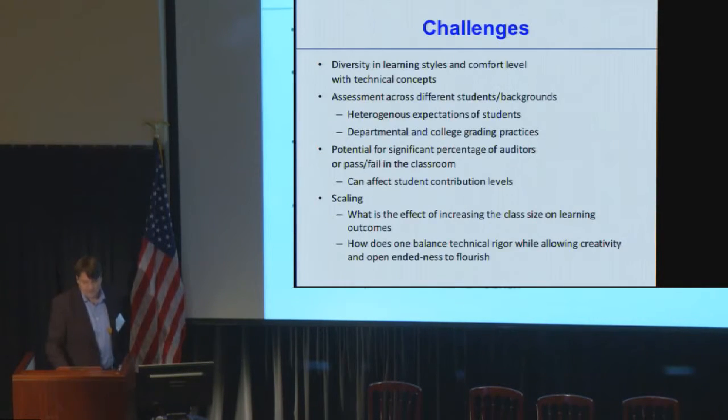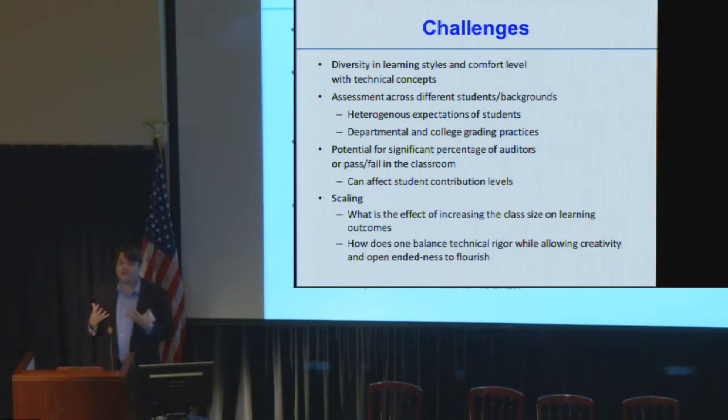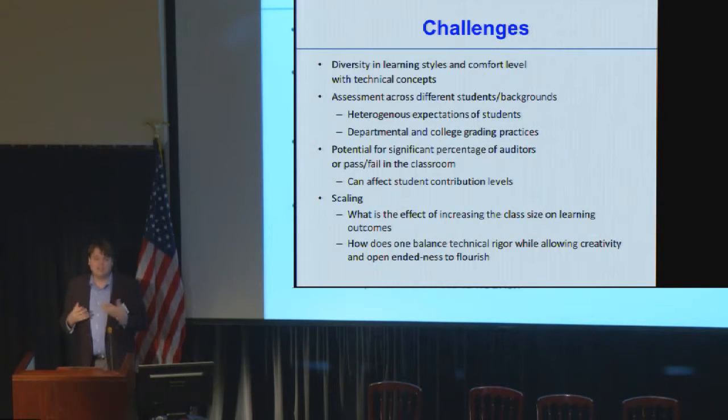So this leads to some challenges. The first challenge is that there's a diversity in the learning styles and the comfort levels that the students have with certain technical concepts. They may not have encountered some of the things that they're running into in the class, but the class may still be important. So how do we reach those students? How do we assess students across different backgrounds? Walker, one of his problems was, you have art students and computer science students in a gaming class. They're obviously not completing the exact same assignment, so how do you give a fair grade?